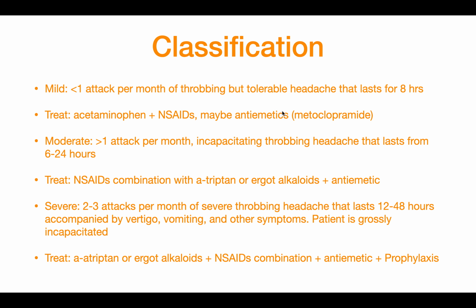Okay, so these are the classifications. Mild, you can treat with acetaminophen and NSAIDs. Moderate is going to be using NSAIDs along with a triptan or any of the ergot alkaloids plus an antiemetic. Severe is going to be treated with a triptan or an ergot alkaloid along with NSAIDs and an antiemetic plus a prophylaxis.